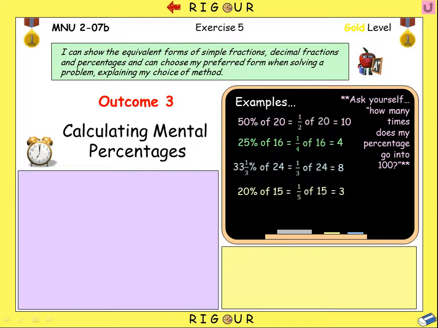Right, let's try one more. So we've got 10% of 20. Well, how many times does 10 go into 100? So let's count up. 10, 20, 30, 40, 50, 60, 70, 80, 90, 100. That's 10 times exactly. So 10% is 1 over 10. And we can calculate a tenth by dividing by 10. 20 divided by 10 is just 2.